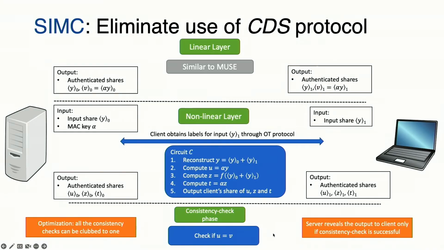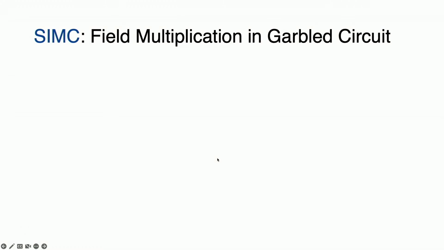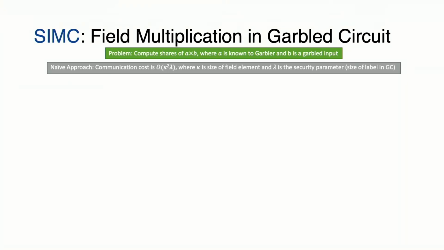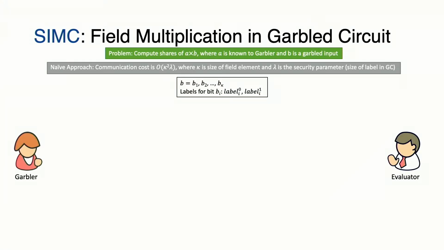Then the second improvement that we make over the previous protocols is computing these MACs efficiently in garbled circuits. So for this, let me first provide the concrete statement of the problem we are interested in. We want to compute shares of A times B, where A is known to the garbler and B is the garbled input. If we were to use a naive approach to compute this in garbled circuits, the communication complexity would be order of kappa squared times lambda, where kappa is the size of the field element that we are executing our protocols in, and lambda is the security parameter.